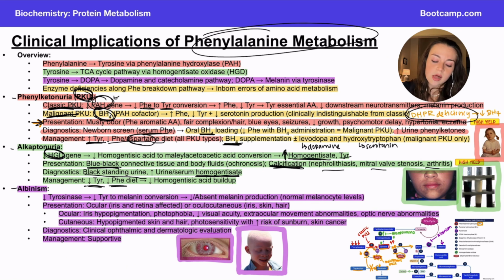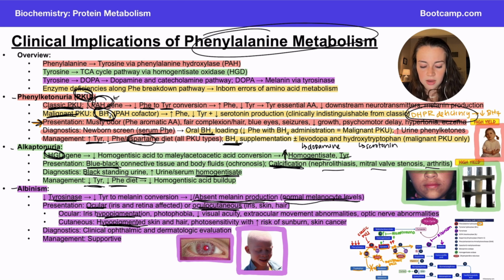And then finally, we had albinism, which was a defect in the tyrosinase enzyme, which caused a decrease or absence in the production of melanin, even in the presence of normal melanocyte levels. Depending on the affected tissues, this could either present just in the eye or additionally in the skin. And the main feature here is hypopigmentation of the affected tissue, as well as some visual abnormalities and extraocular movement abnormalities. This was diagnosed clinically and managed supportively.